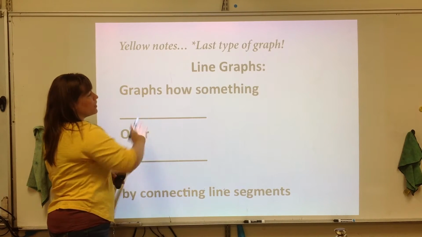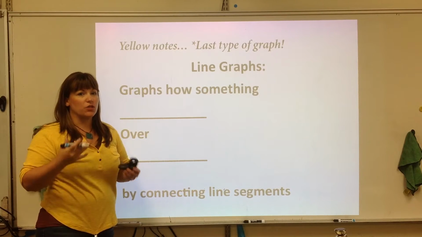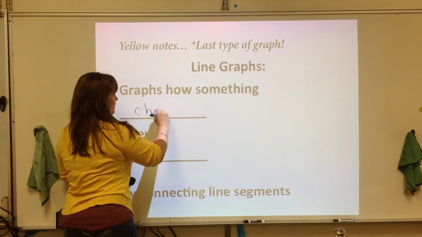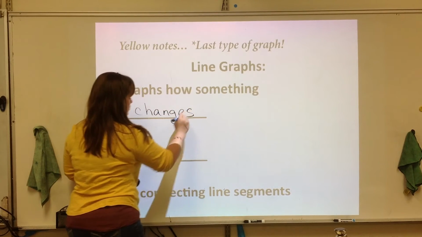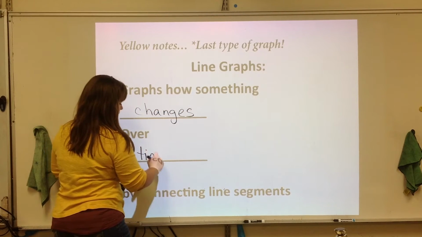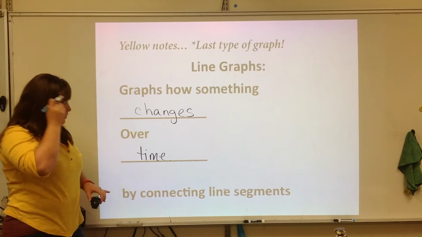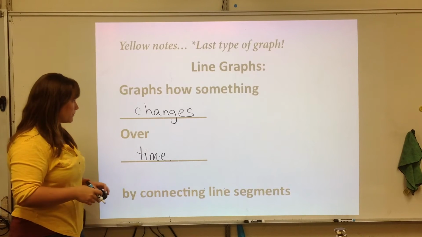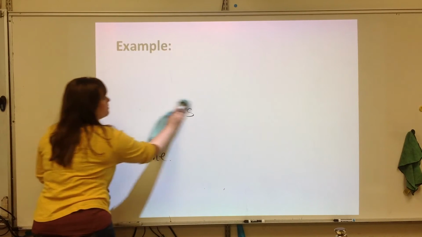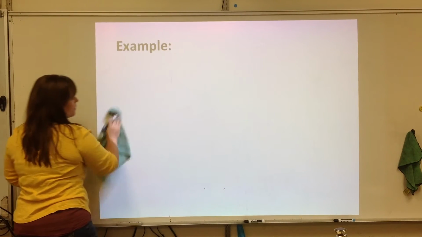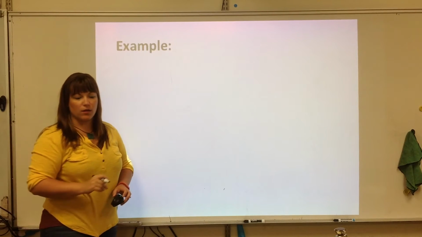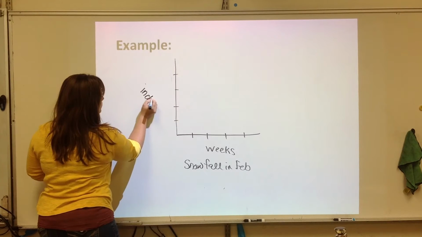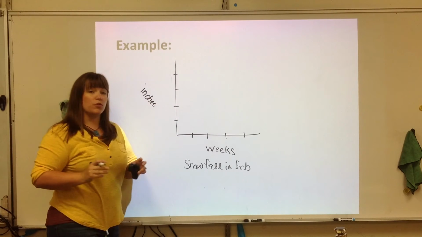And a line graph graphs how something changes over time. Fill that in. Changes over time. That is the big difference. And you will have line segments that are connected to make that line graph. So on the bottom, you should have the beginning of a line graph. So it looks like this.